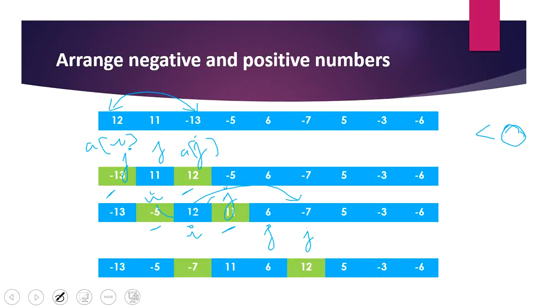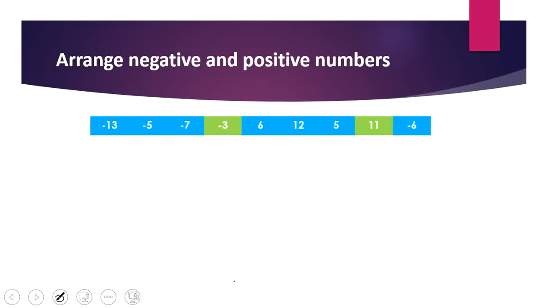So now 12 and minus 7 are swapped. Now it's time to move our i here and j to the 5. So 5 is greater than 0, so j switches to minus 3. Minus 3 is less than 0, so in this case, we have to swap minus 3 and 11. So minus 3 and 11 are swapped.